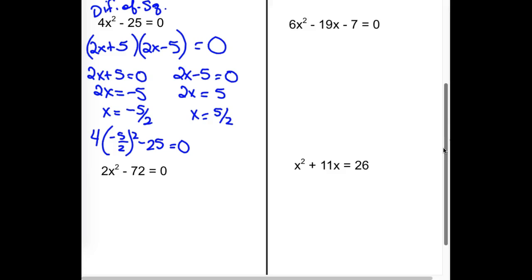Yes, square the numerator, square the denominator. So squaring a negative 5 makes it 25. Squaring the 2 makes it 4. You have 25/4 times 4. 4 times 25/4 gives us just a 25. 25 minus 25 is 0. So this one worked. Same with this one, right? Whether we have a positive or negative, as soon as we square it, it's going to turn into that 25/4. So I would include both answers.